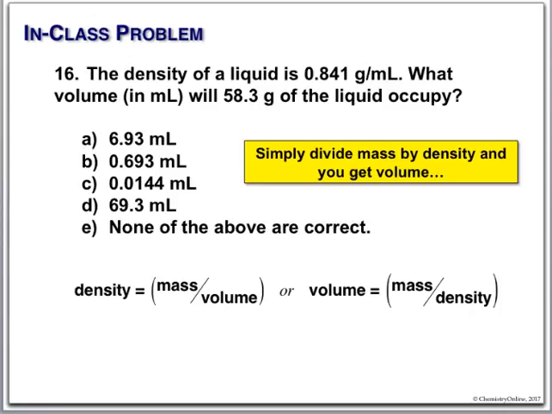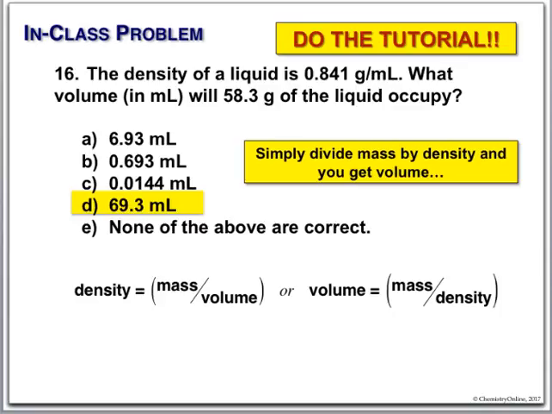Volume is going to be mass divided by density. So, in order to solve this problem, you simply need to take our 58.3 grams divided by our 0.841, and you get 69.3 mL. If you have any questions about how to do density problems, how to do these simple algebraic conversions, please visit the tutorial. Any questions?